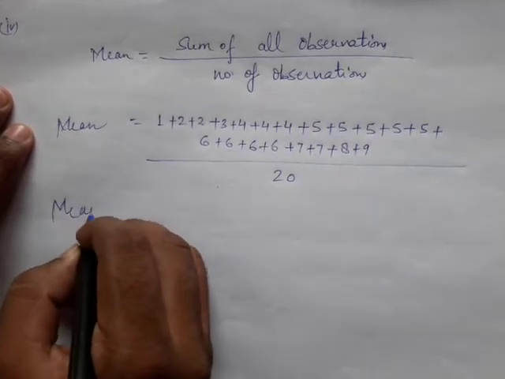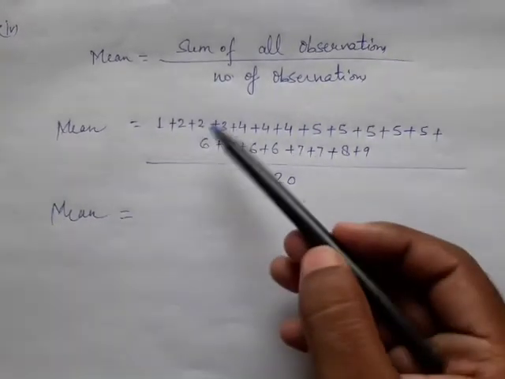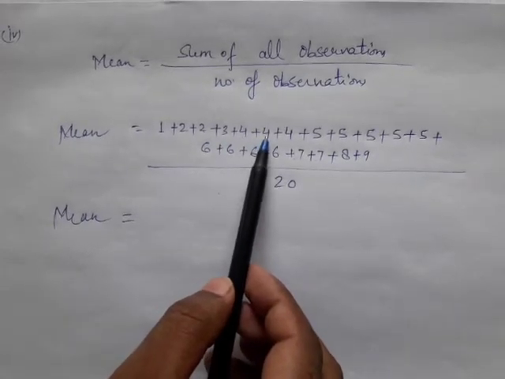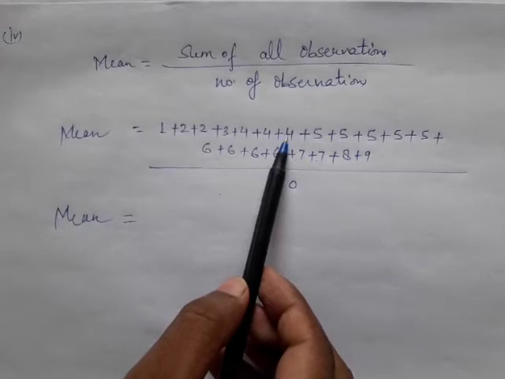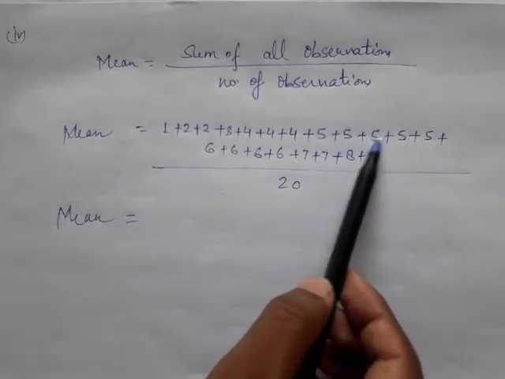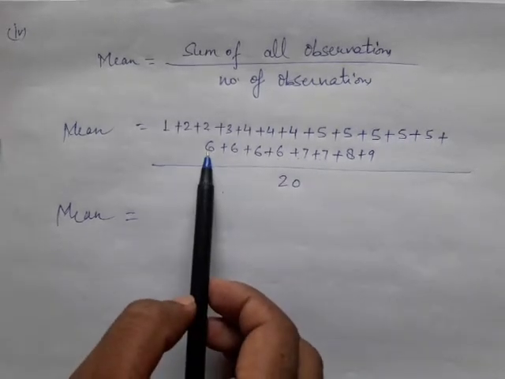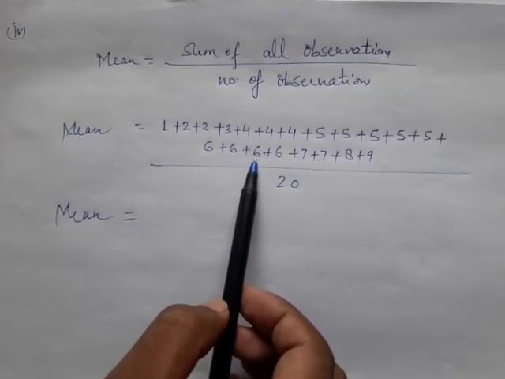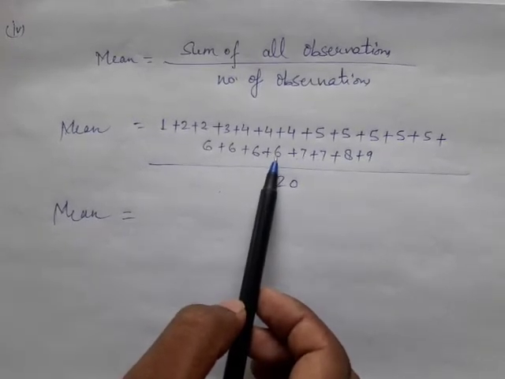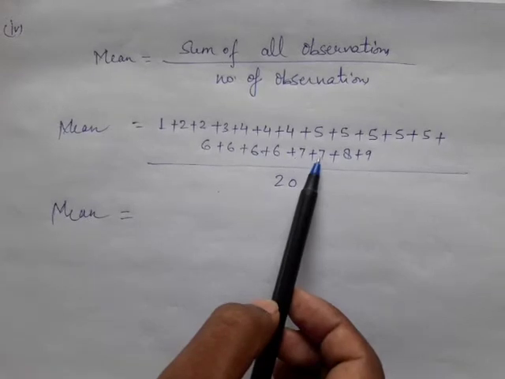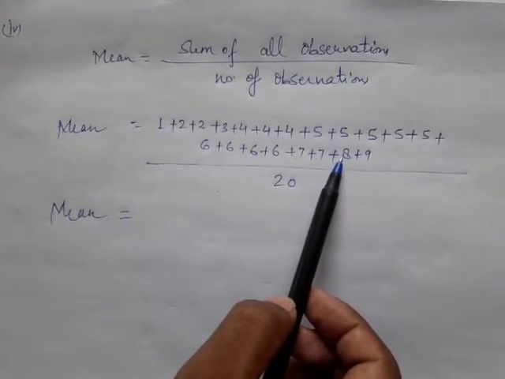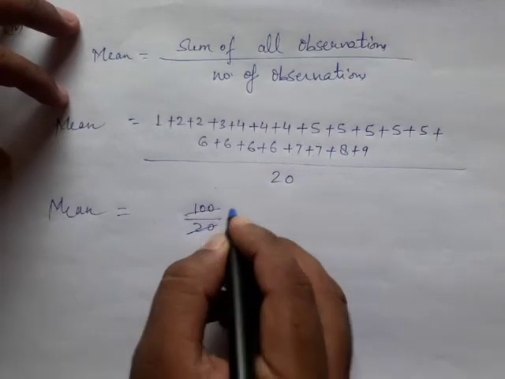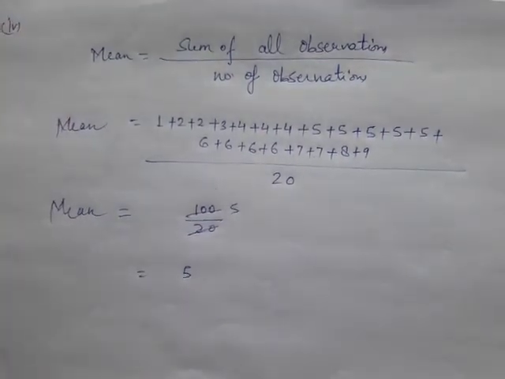The mean: plus 2 is 3, 3 plus 2 is 5, 5 plus 3 is 8, 8 plus 4 is 12, 12 plus 4 is 16, then 20, 30, 40, 45, 51, 57, 63, 69, 76, 83, 91, 100. So mean is equal to 5.